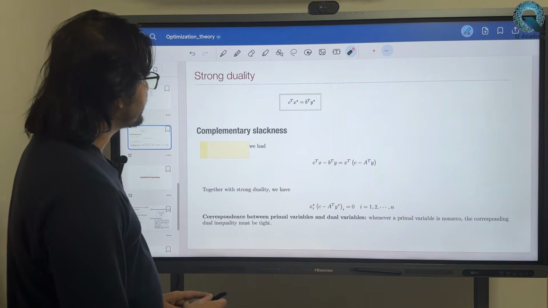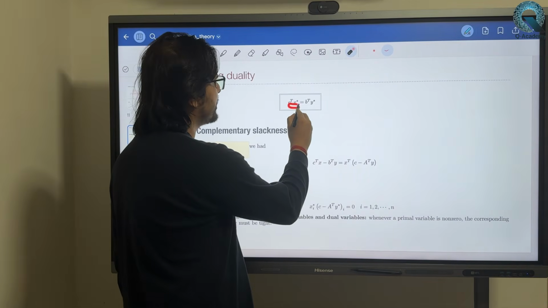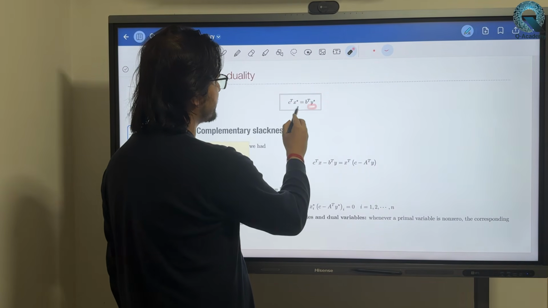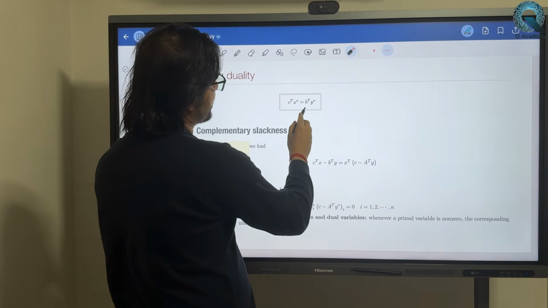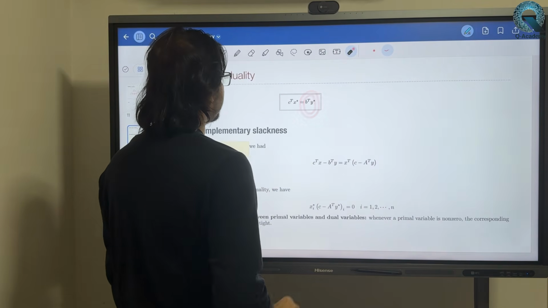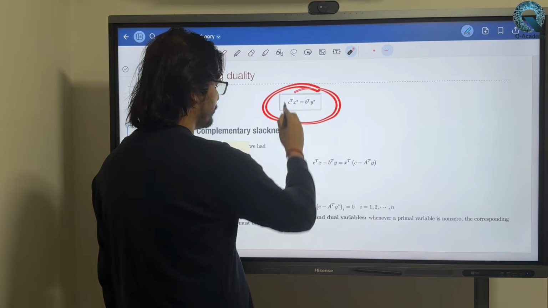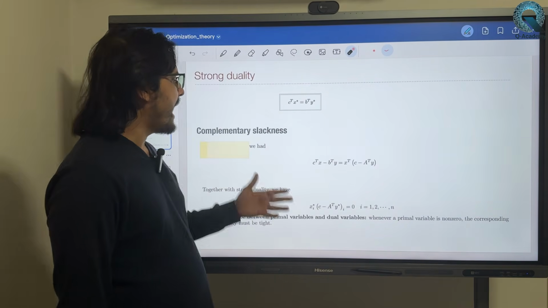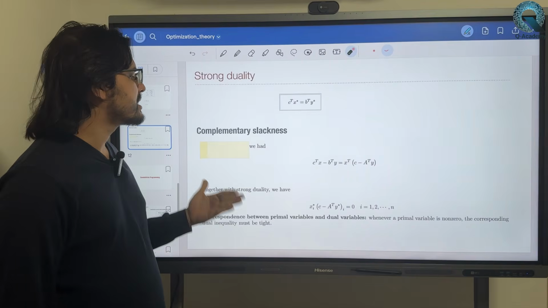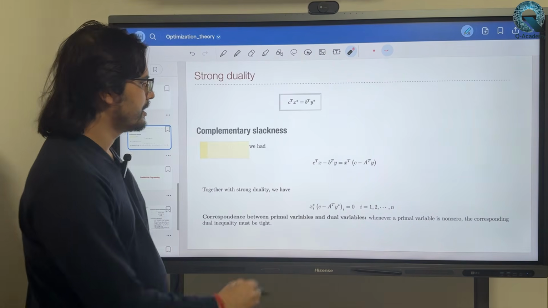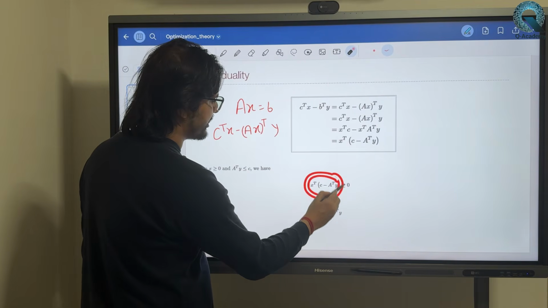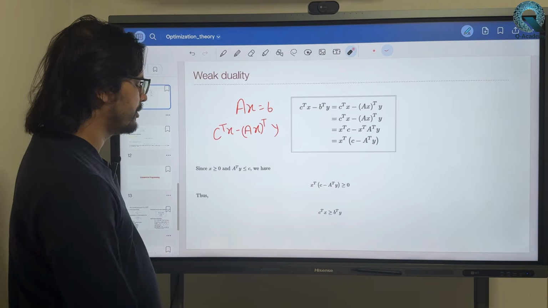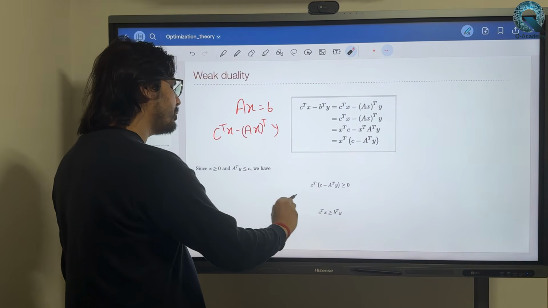Finally, we would like to mention that sometimes the optimal values of the primal and dual match. So let's say C transpose X star is equal to B transpose Y star, then we call it strong duality. And whenever you have strong duality, something beautiful happens. Earlier we saw that we had this expression, and this is greater than or equal to 0. But let's say we have strong duality.